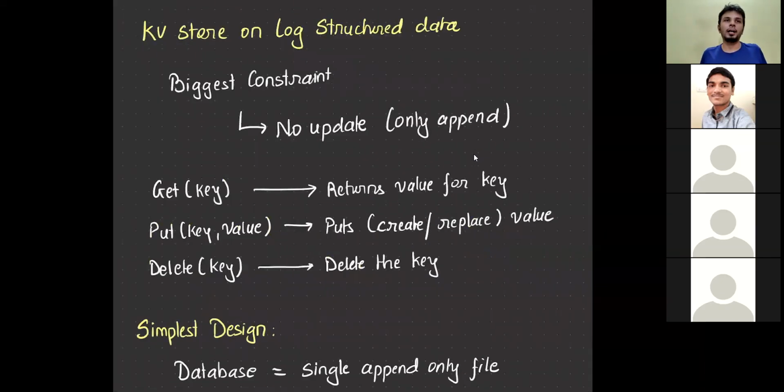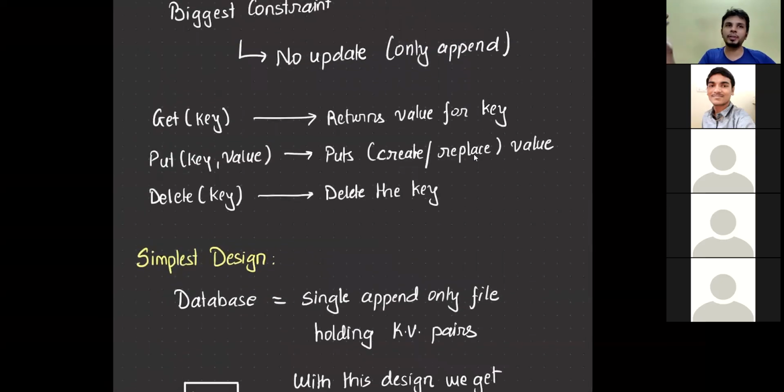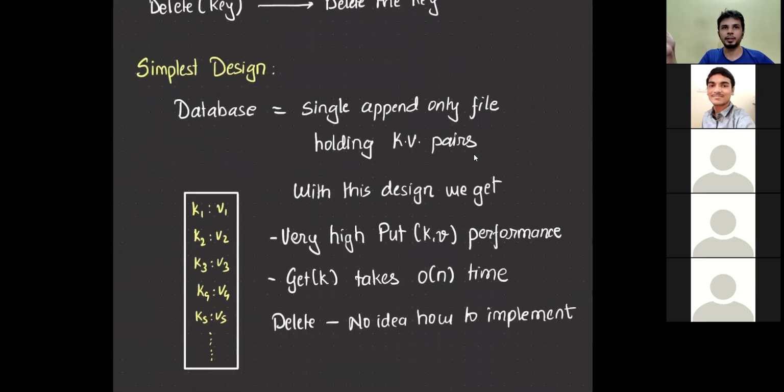So if you would want to build a key value store on a log structured data, the biggest constraint that we have is this. Get is still okay, we'll figure something out. Put is okay, we are just doing append only, so let's just continue writing. But when you're doing put, you cannot do an update, because you're only doing append. So what would you do? Let's say get key would return the value of key from your log structured system. Put key would either create or replace the value, delete key would delete it, right?